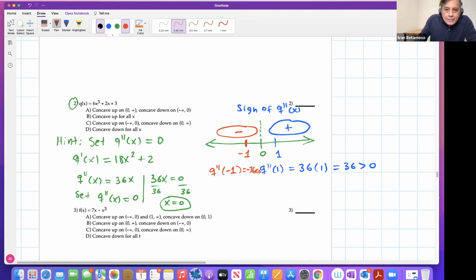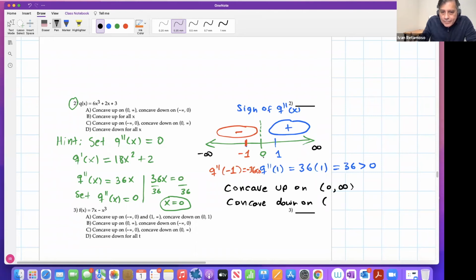Yeah. So it means that, as a conclusion, the concavity report, look: concave up on from 0 to infinity, right? Concave down on from negative infinity to 0, right? Yeah, very good, guys. Excellent. And then this makes the answer, this guy, right?